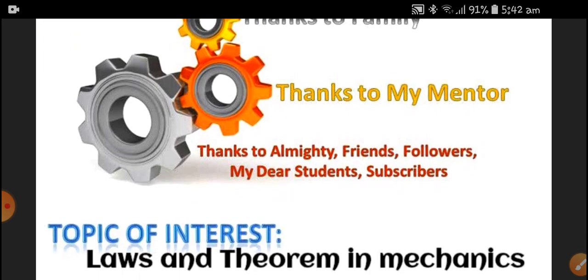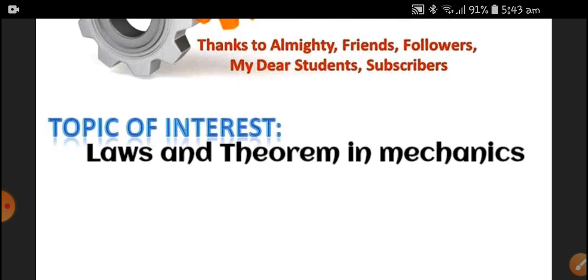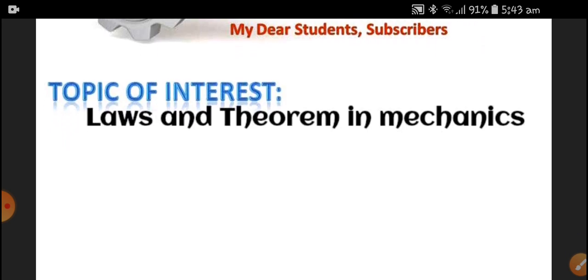Today's topic of interest is laws and theorems in mechanics. Mechanics is a very beautiful subject and a basic subject for a mechanical engineer. In mechanics, laws and theorems are very important, and here we are going to discuss 10 laws and theorems involved in engineering mechanics. There are only 10 laws and theorems in engineering mechanics. Let us discuss them one by one.